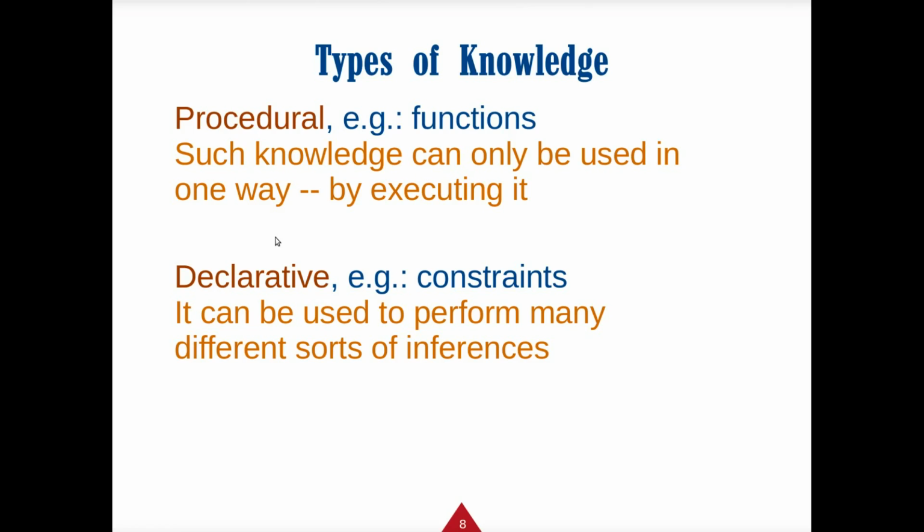So the types of knowledge are, we have procedural, these are functions. Such knowledge can only be used in one way, by executing it. So we have this knowledge, and what we're going to do with it. Then we also have declarative, constraints. Can be used to perform any different sorts of inferences. So we have these constraints, and from there we can do particular types of inferences.